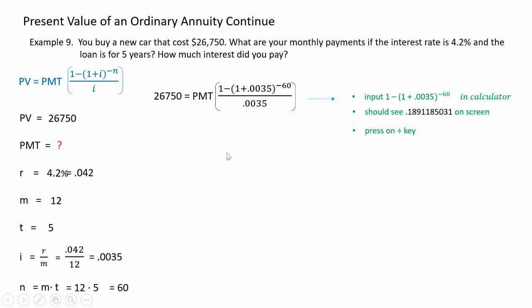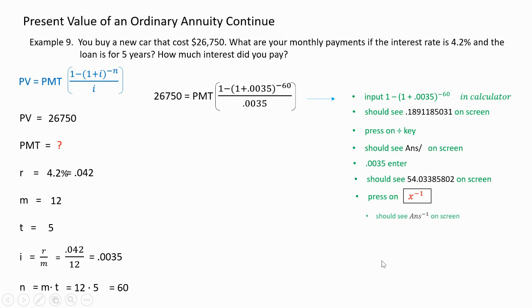And then at the end, you're going to hit the inverse key, and you're going to hit the 26,750. You see, guys, it tells you what you're going to see every step. Right, then you press the inverse key. Then you press this amount, and you get that answer. So it's going to be $495.06. So that's how much your payments are per month.